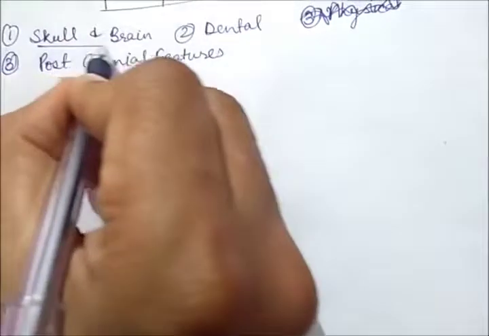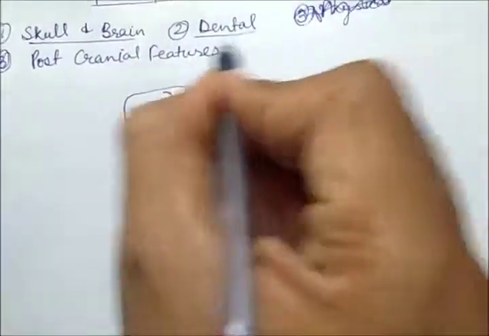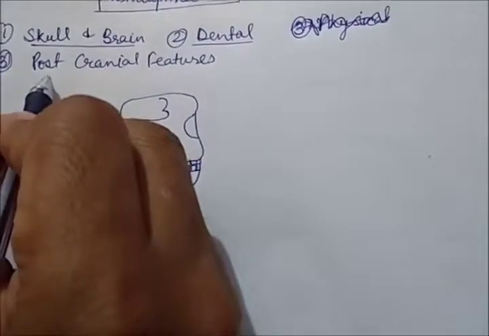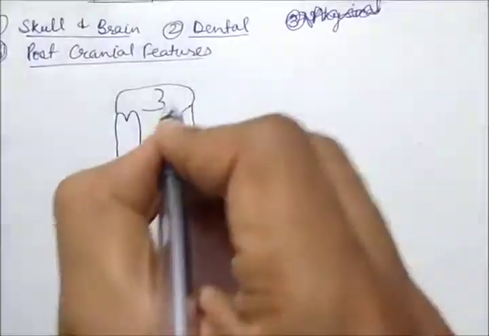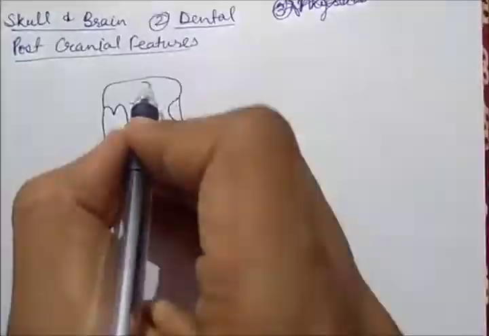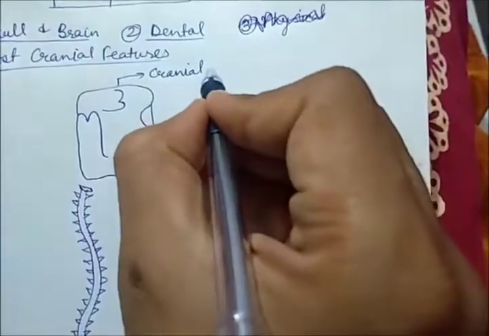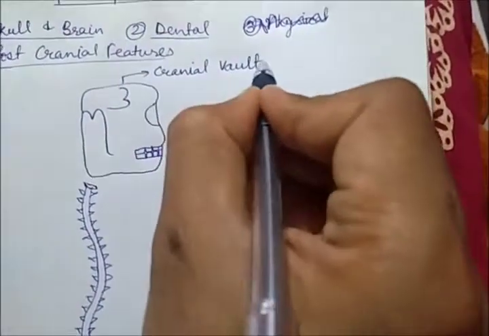Australopithecus has three basic features: skull and brain features, dental features, and postcranial features. So all of them will be studied one by one. First of all, we'll start with skull and brain. In skull and brain, the first is the cranial vault. The cranial vault is high and expanded.